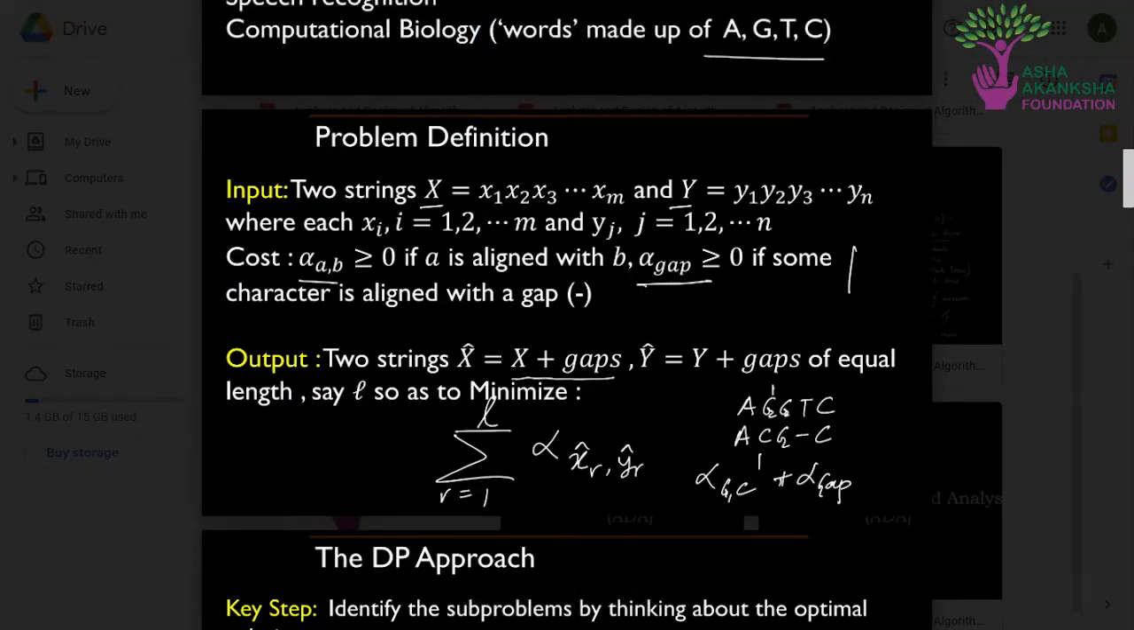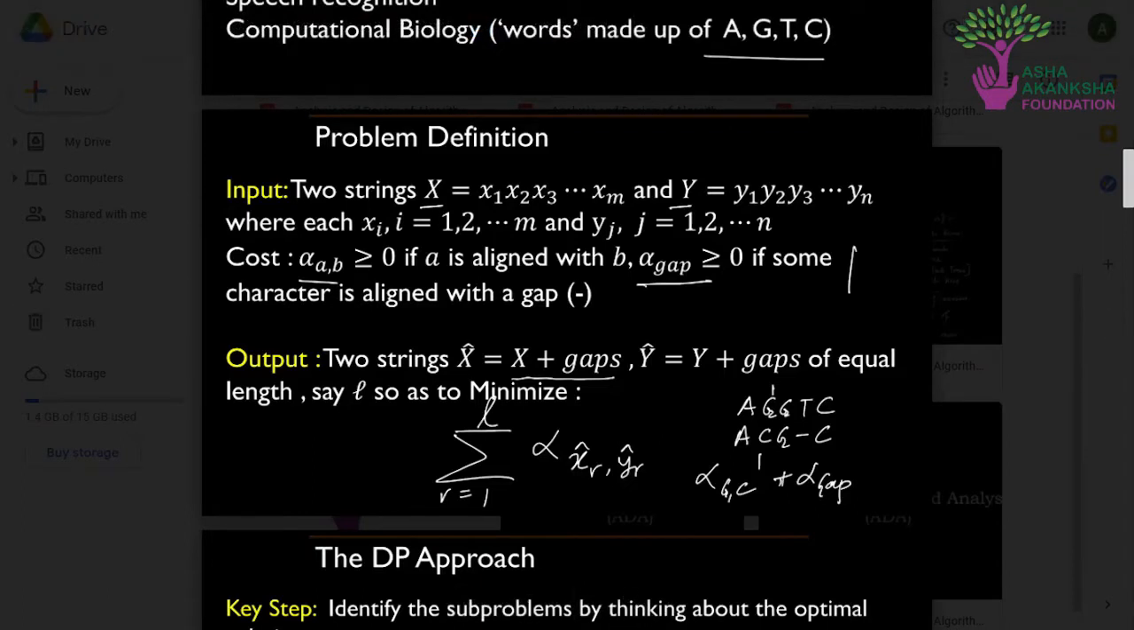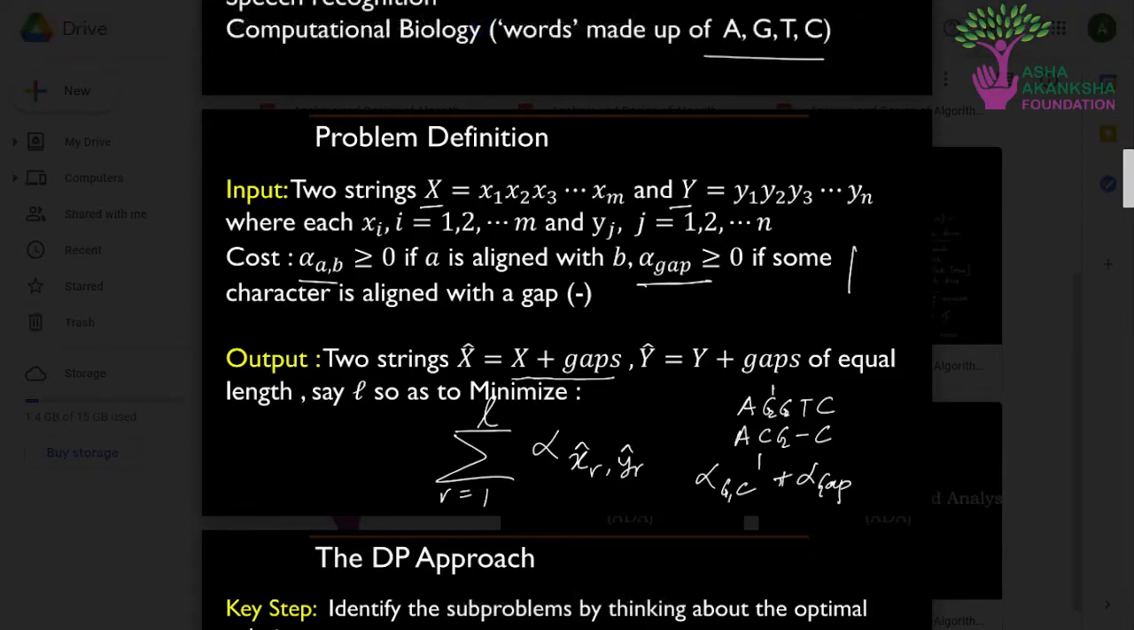Now this alpha A comma B is equal to 0 when A is equal to B. That is, two same characters are aligned with each other, and hence this cost is 0. If there is a mismatch, then this is a positive number, where A is mismatched with B. And alpha gap is equal to 0 if there is no gap. Otherwise, this is equal to its corresponding constant value.